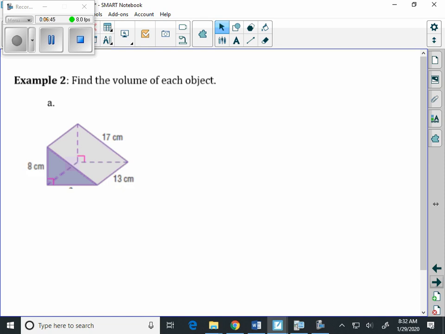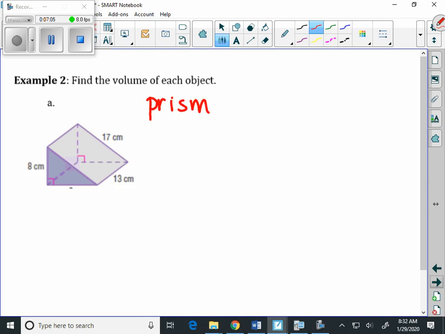And what we need to be able to identify is, is this a prism or is this a cylinder? And the cylinder always has a circle in it. Do we have a circle anywhere in this? We don't. So this is going to be a prism. And in fact, if we get even more specific here, it's going to be a triangular prism.